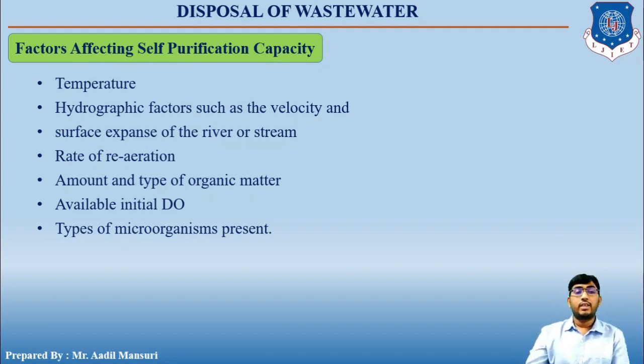So next is types of microorganisms present. That is, if algae are present along with the bacteria, reaeration would increase as algae takes in carbon dioxide and gives out oxygen. So oxygen gets added by algae as well as from the atmosphere. Thus increasing the dissolved oxygen concentration and thereby increasing the self purification capacity of the river.